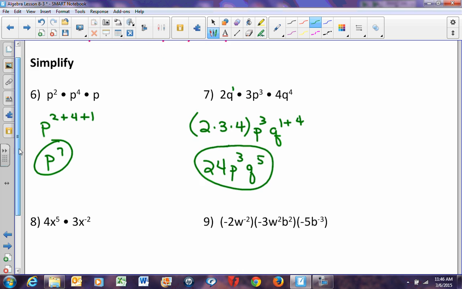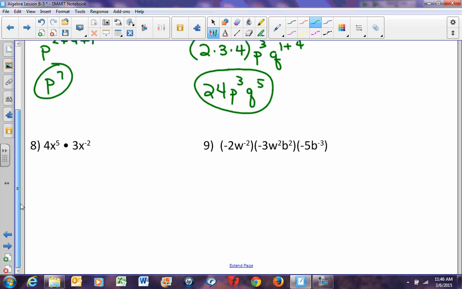Let's look at number 8 here. 4x to the 5th times 3x to the negative 2nd. I have numbers. They're not taken to an exponent other than 1, so I can just multiply them together like normal. Then I have x to the 5 plus negative 2. So 4 times 3 is 12, x to the 3rd. And I'm done at that point in time.